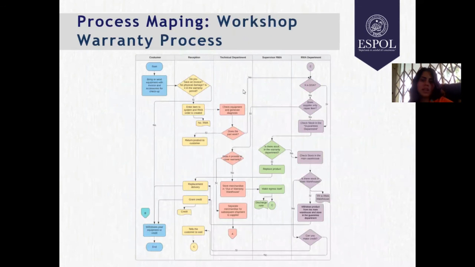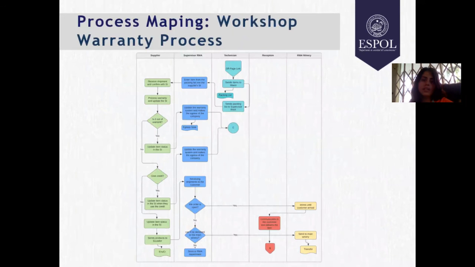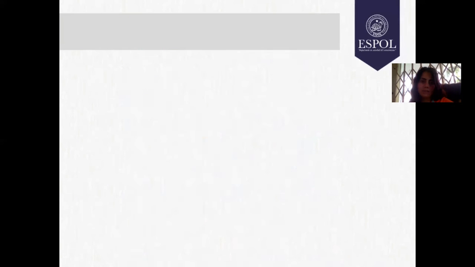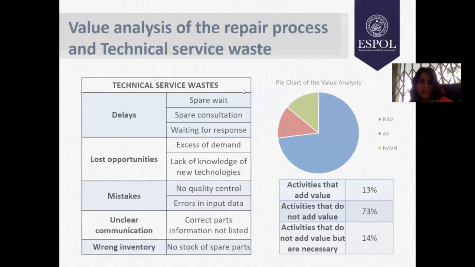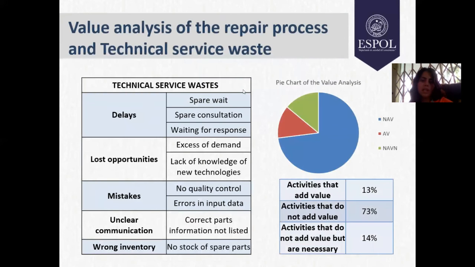Here we have the flow chart detailing the process from receipt to delivery of the material. With the help of the diagram, we sectioned the activities that add value, do not add value, and those that do not add value but are necessary, resulting in what the graph indicates, along with the waste that is generated during the process.